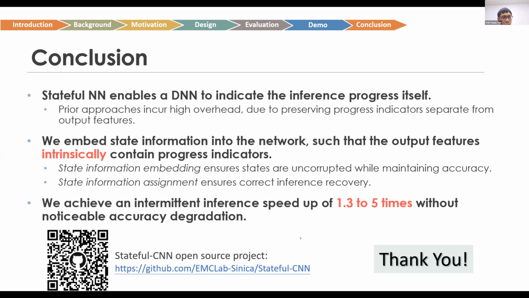Oh, yeah, thanks. That is a good question. In our approach, progress indicators are embedded into output features in deep neural networks. In theory, such an approach can be applied to any data that can tolerate minimal numerical errors. For example, image processing, audio processing, or some kinds of sensor data. If data exchanged among devices have such a property, our approach can be applied as well.